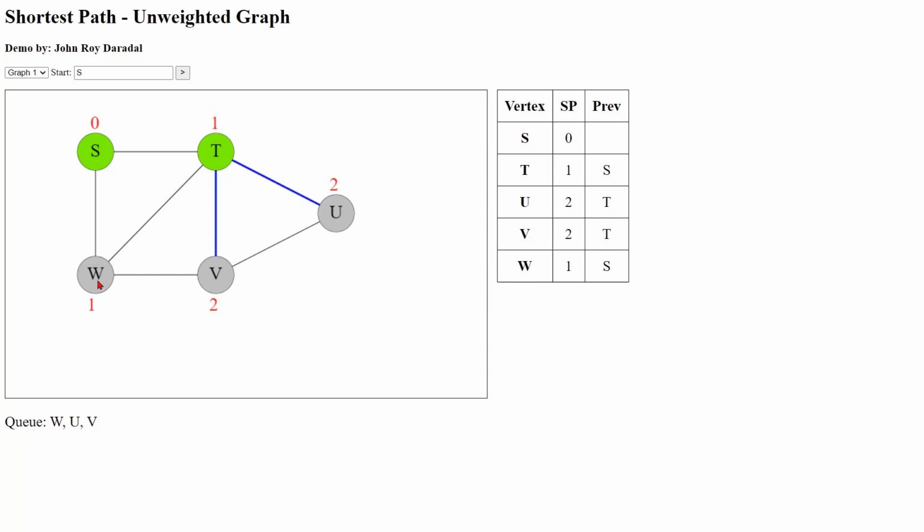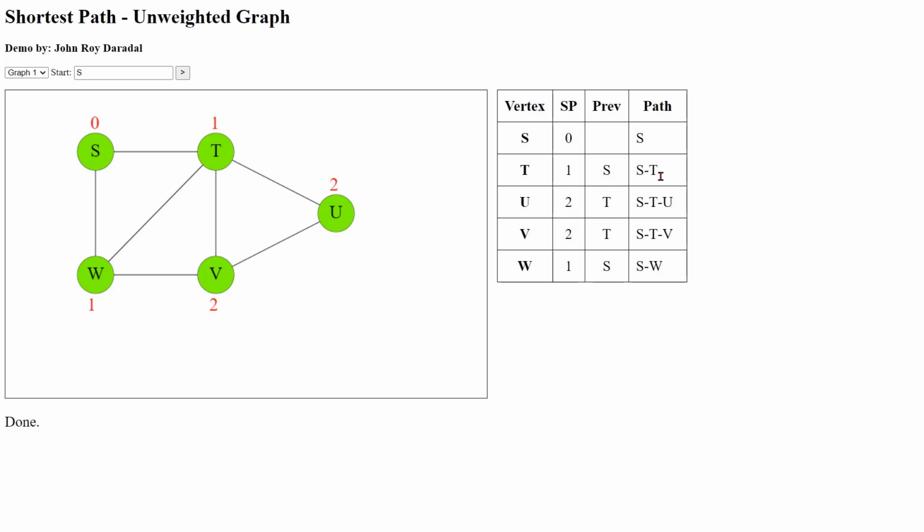And then for W, we already processed this one, and then there are no more unexplored nodes, right? So we've already explored this one, so no more changes. And then for U, also no more changes. V, no more changes. So we are actually done now. Okay, so for S, the shortest path is 0. For T, shortest path is 1. Same with W, shortest path of 1. And then for U and V, shortest path of 2.